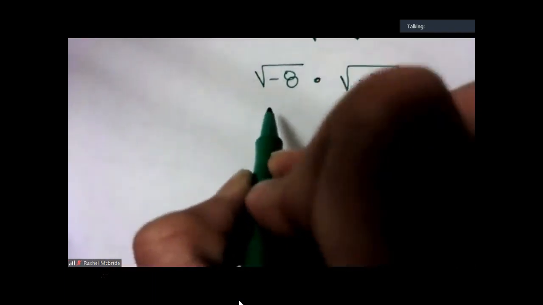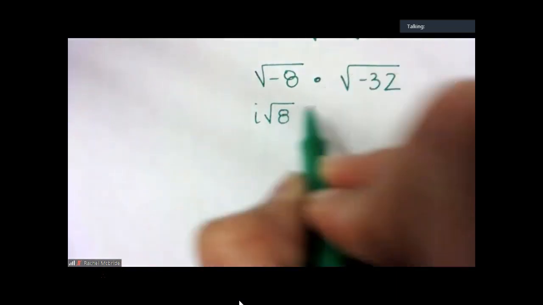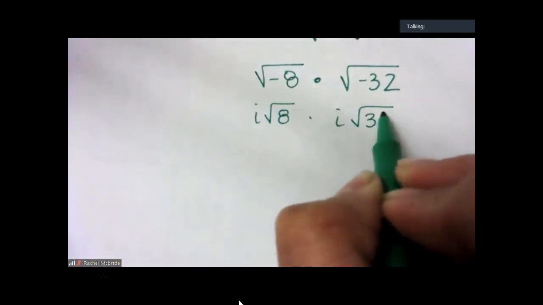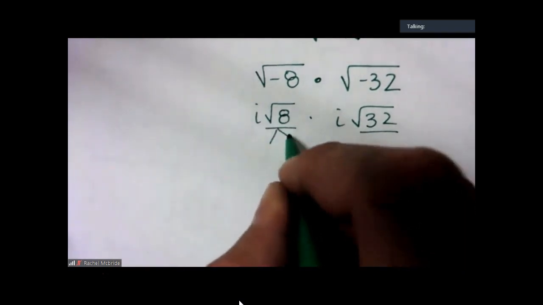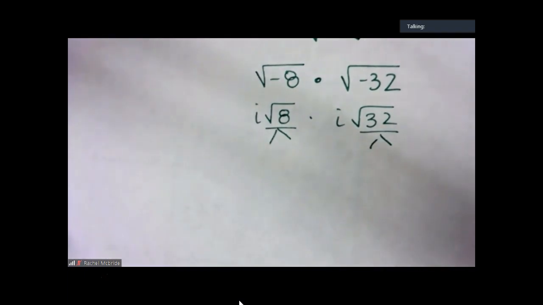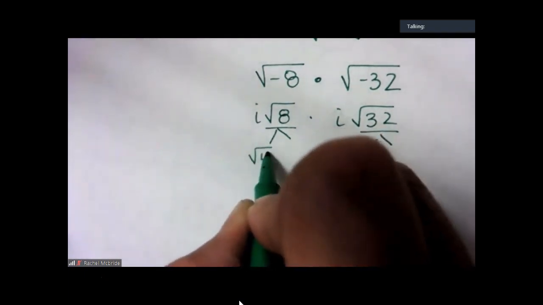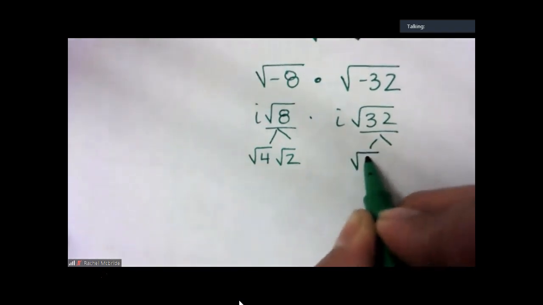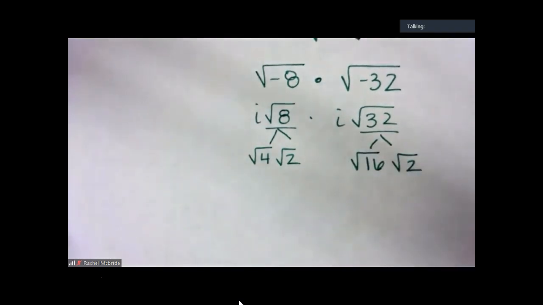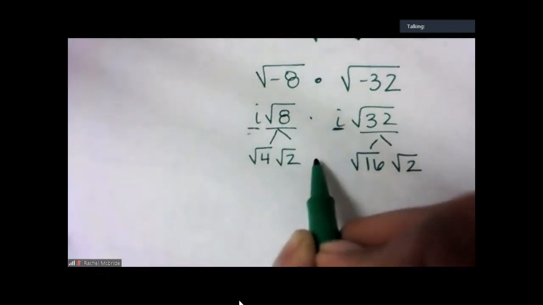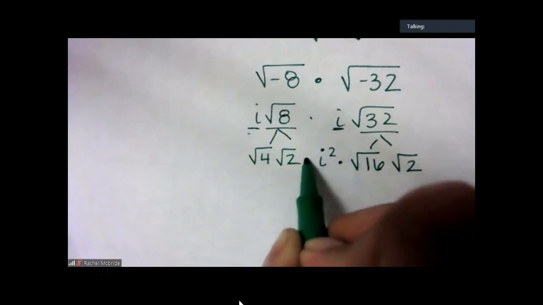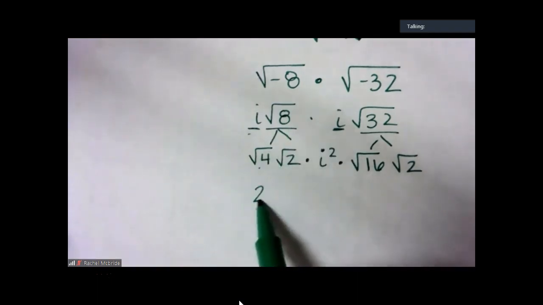Okay, so bring out the i for the 8. Bring out the i for the 32. Now here you have two choices. You can multiply the 8 and the 32 together, or you can break them down into their factors. So 8 became 4 and 2. 32 became 16 and 2. i times i became i squared.